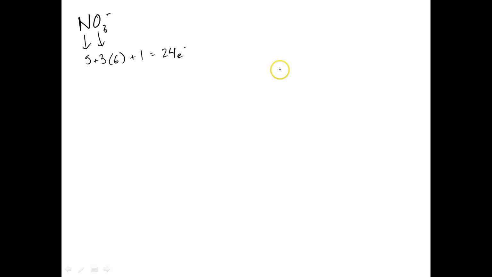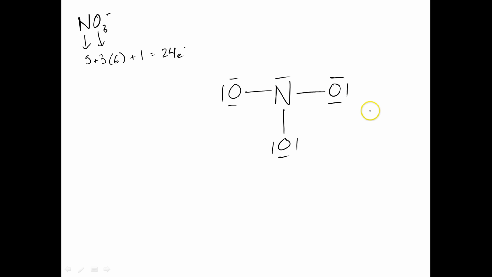valence electrons. If we start out with our N at the center, we can take 3 oxygens, surround the nitrogen, and complete our octets all the way around. This brings us to 26 total valence electrons. We need to drop 2 from the count.